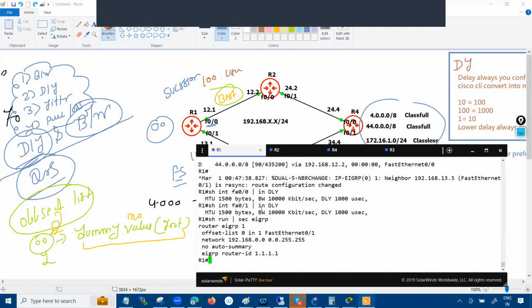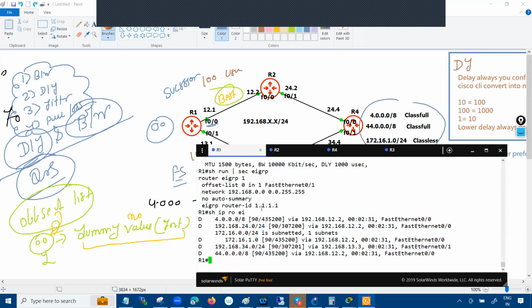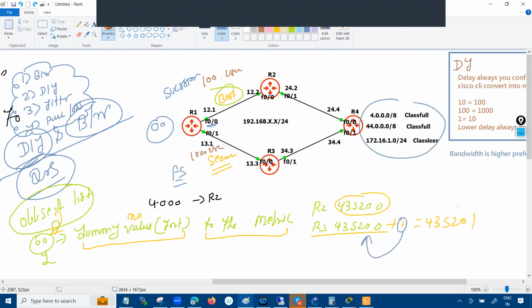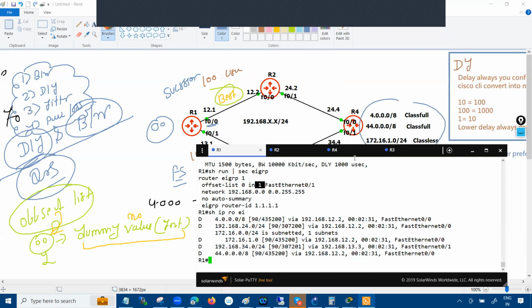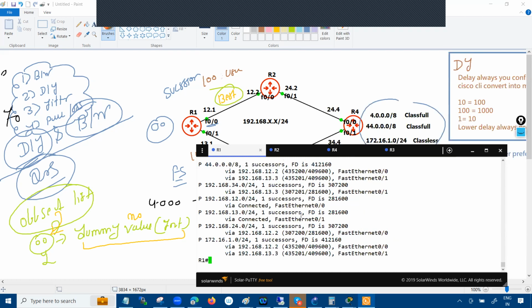So you can see in show IP route EIGRP, I have a 2 because I added the offset list 1 on this particular interface. So I just made this one 435201 and this one 435200. If you check show IP route, show IP EIGRP topology, you can figure it out. See that?